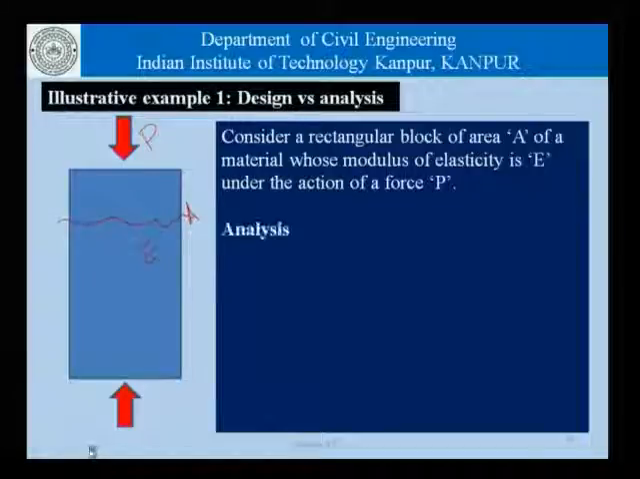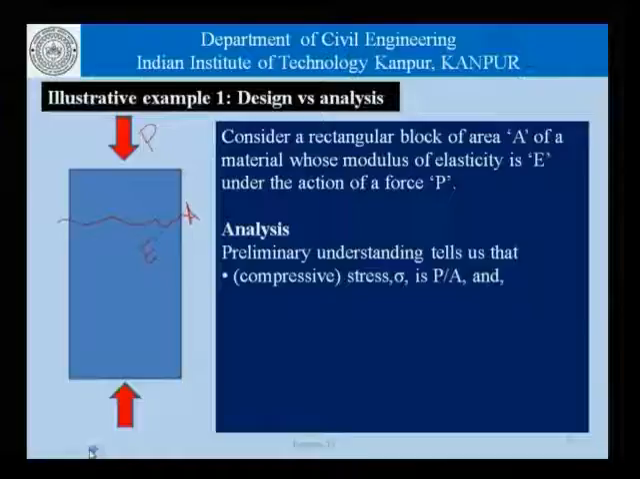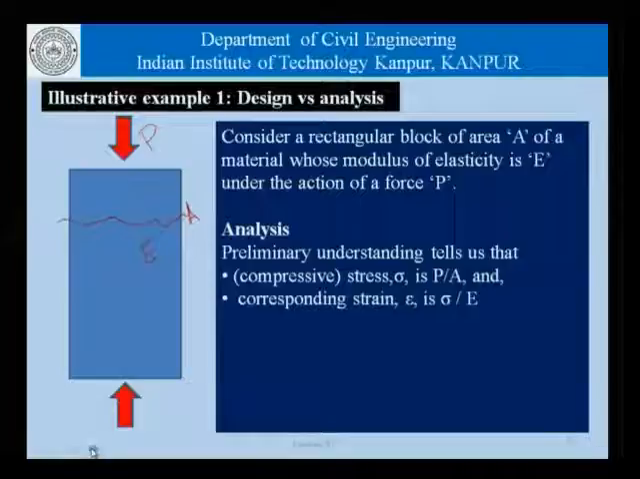Now preliminary analysis tells us, now what is analysis? Analysis tells us that the compressive stress is P by A and the corresponding strain is sigma by E. So as far as the strain is concerned, we could write the strain as either sigma by E, or we can also write it as P upon A times E. That is what our classical understanding of stress strain behavior is, how the material deforms and what's the expected level of deformation and so on.